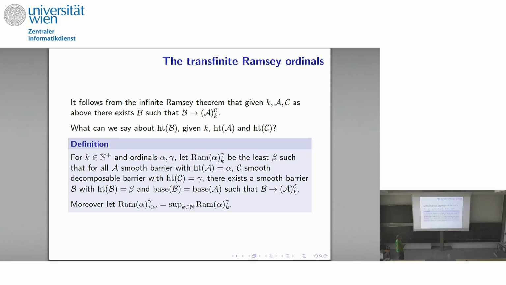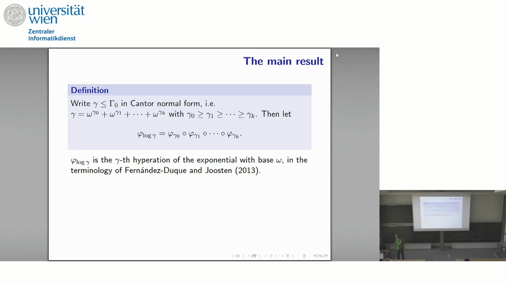Moreover, I can define the sup when I move K and I get this Ramsey number less than omega. This is the sup of countably many countable ordinals, so it's still a countable ordinal. It will be something that will work for any number of colors.